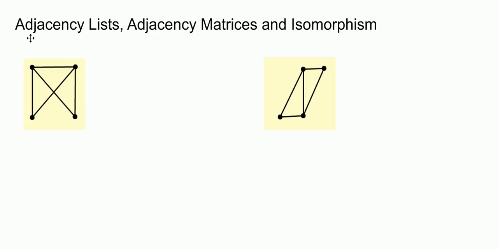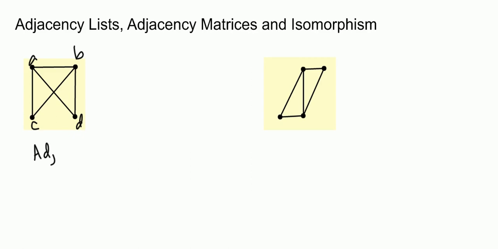In this video, we're going to talk about adjacency lists, adjacency matrices, and isomorphism. The idea behind adjacency is we consider two vertices adjacent if they are incident or if they share the same edge. So what we would do is label our vertices A, B, C, D, whatever notation you want to choose.